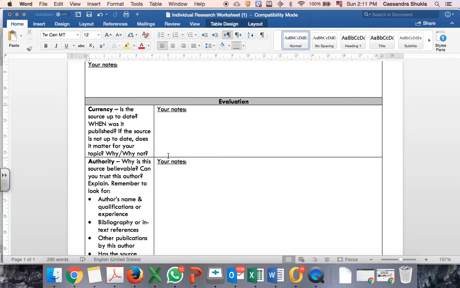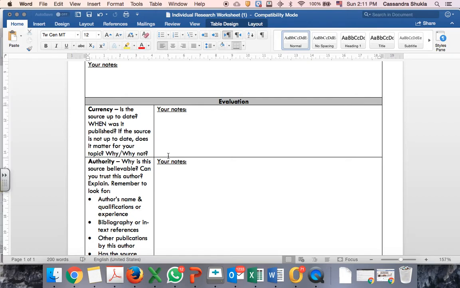There are books that were written in the 1930s that are up to date because the stuff in them has not changed. But there are websites that were written yesterday that are not up to date because the information on them has already changed. So it depends on your topic, it depends on the specific information.